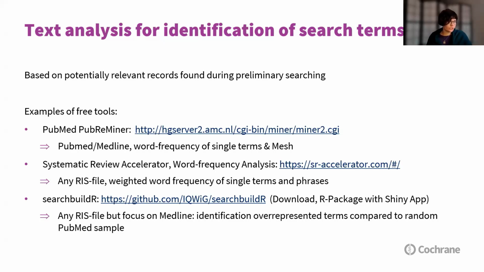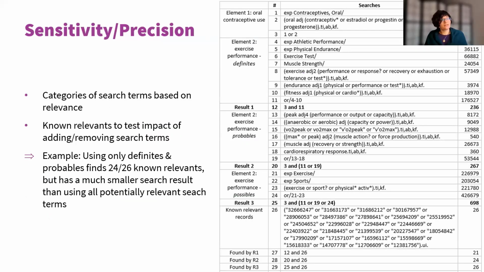And the final tool, which is the newest and not included in our appendix because it is so new, is Search Builder. This one can also be used with any type of bibliographic data, but it focuses on Medline because it identifies overrepresented terms compared to a random PubMed sample. And using these tools, we can then identify terms or phrases we should use in our search process, which brings me to an example about balancing sensitivity and precision.